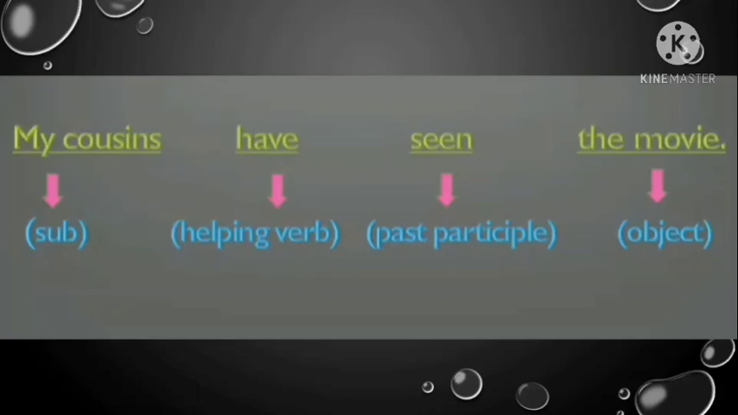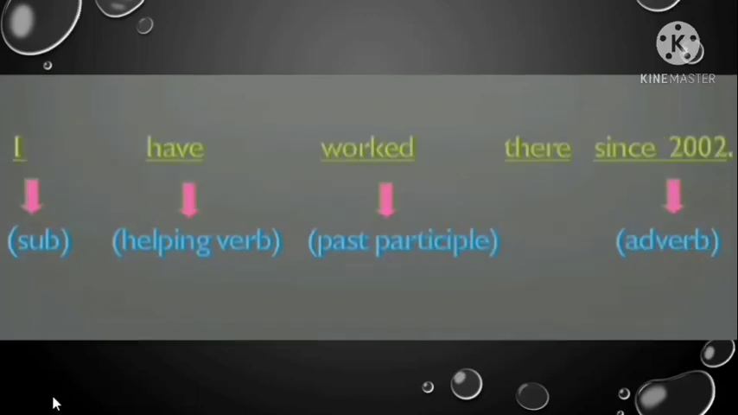Let's look into the next sentence. I have worked there since 2002. In this sentence also, we understand that the action has started in the past and continues to the present. I have worked there since 2002. We know when the action started, right? It started in the year 2002. So we can say that the present perfect tense is also used to talk about the action that started in the past and continues to the present.